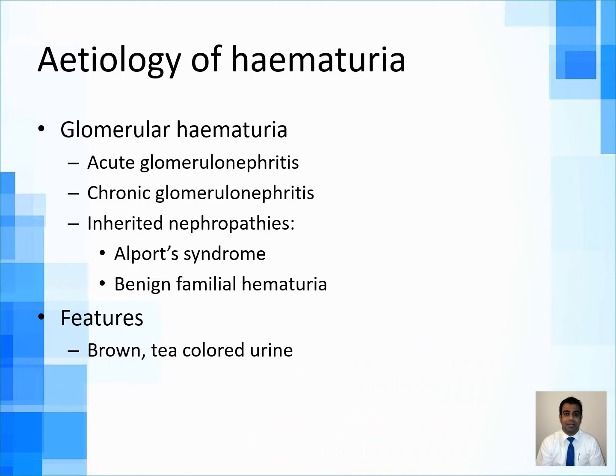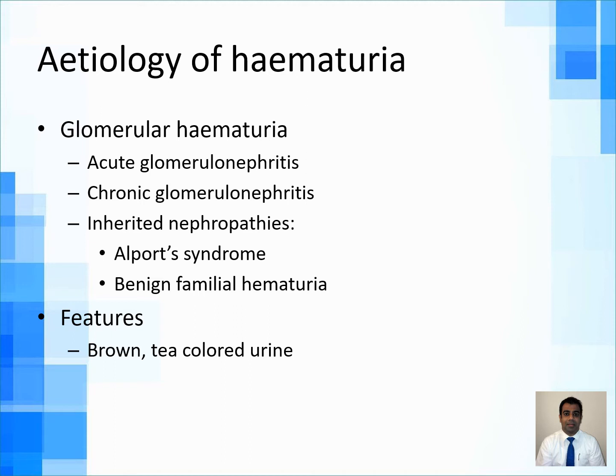The features of glomerular hematuria you need to keep in mind. Now, I mentioned earlier that the color of the urine is extremely important. Glomerular hematuria causes brown or tea-colored urine. You do not get the bright red hematuria, and just by looking at the urine, you can suggest that this is probably glomerular in origin. Just through examination of urine with the naked eye, you can suspect glomerular hematuria because this urine tends to be brown or tea-colored.